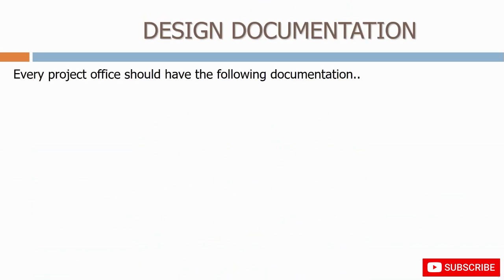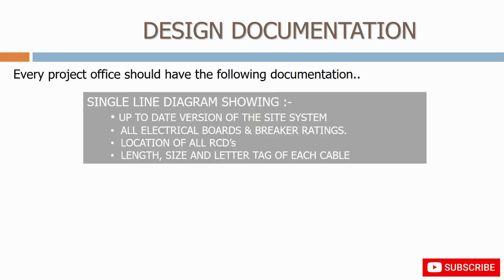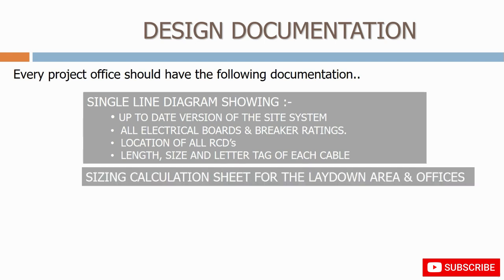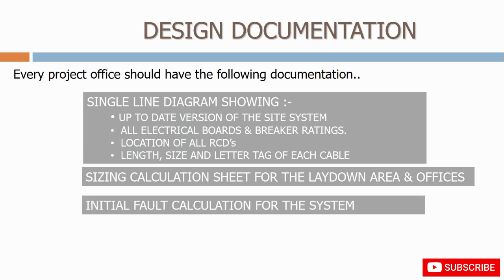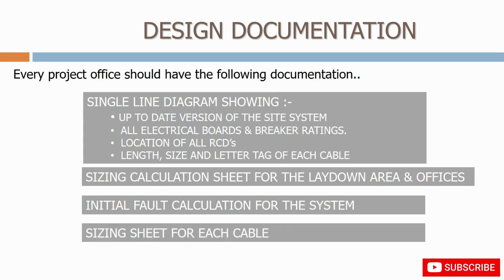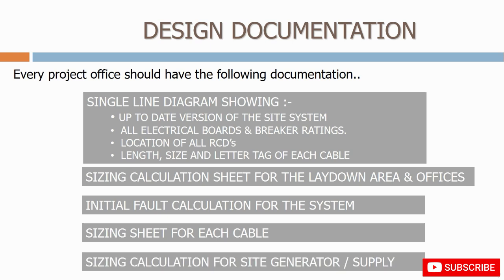Every project office should have the following documentation: a single line diagram showing an up-to-date version of the site system, all electrical boards and breaker ratings, the location of all RCDs, the length, size and letter tag of each cable, a sizing calculation sheet for the laid-on area and offices, an initial fault calculation for the system, a sizing sheet for each cable, and finally a sizing calculation for the site generator or supply.